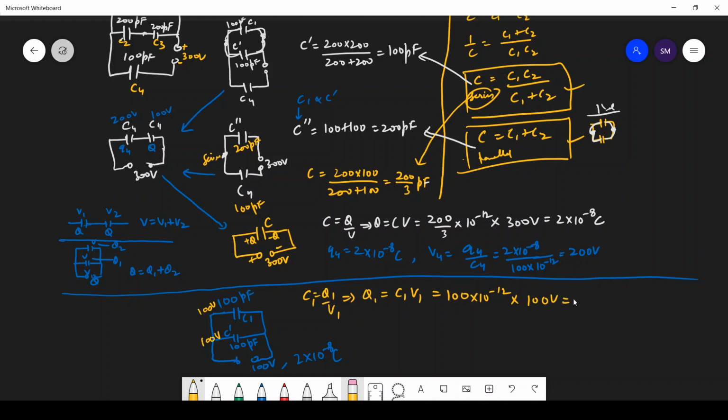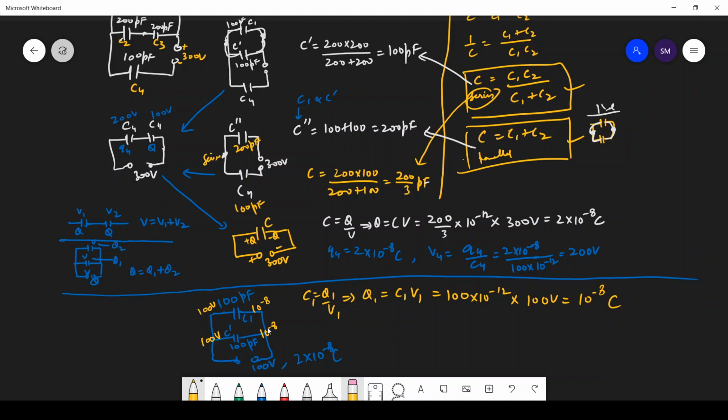So this comes out to be 8 into 10 raised to power minus 8. What is the standard international unit of charge? Coulombs. So that is the charge over here. So total was 2 into 10 raised to power minus 8. So how much is the charge with C dash? Obviously half will be divided. So charge available with it will be 10 raised to power minus 8.